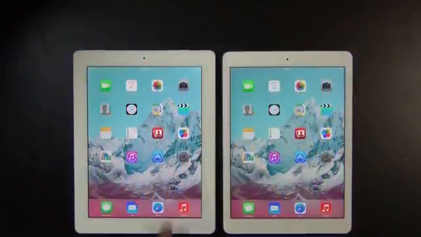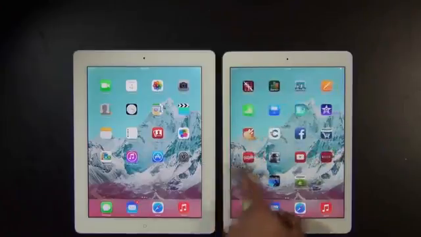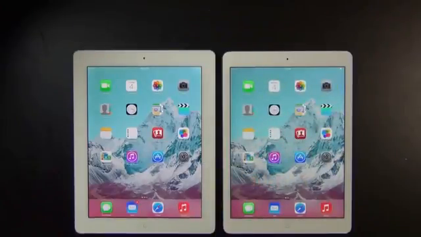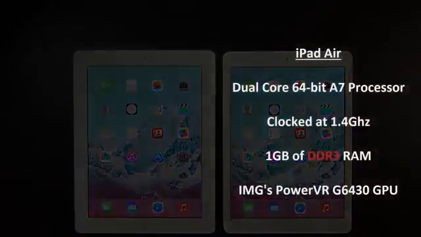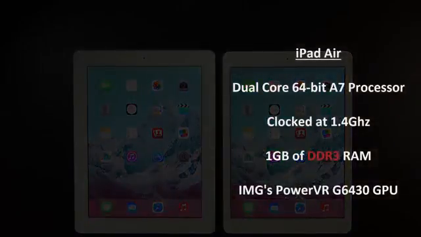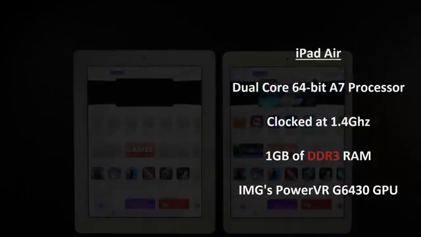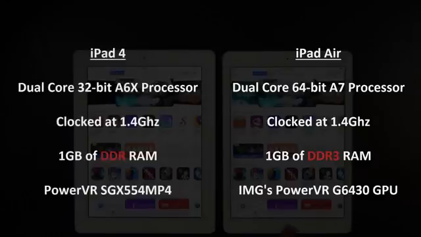Next, let's take a look at the processor, memory, and the graphics. So the iPad Air apparently gets a major upgrade, which is not evident just by looking at the specs, which are, for the iPad Air, a 64-bit dual-core A7 chip clocked at 1.4 GHz with 1 GB of DDR3 RAM, and IMG's PowerVR G6430 graphics processing unit, which is the GPU.